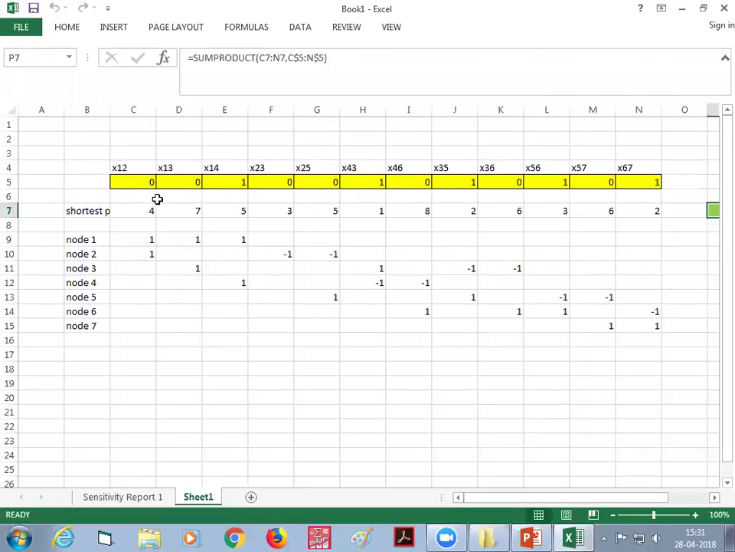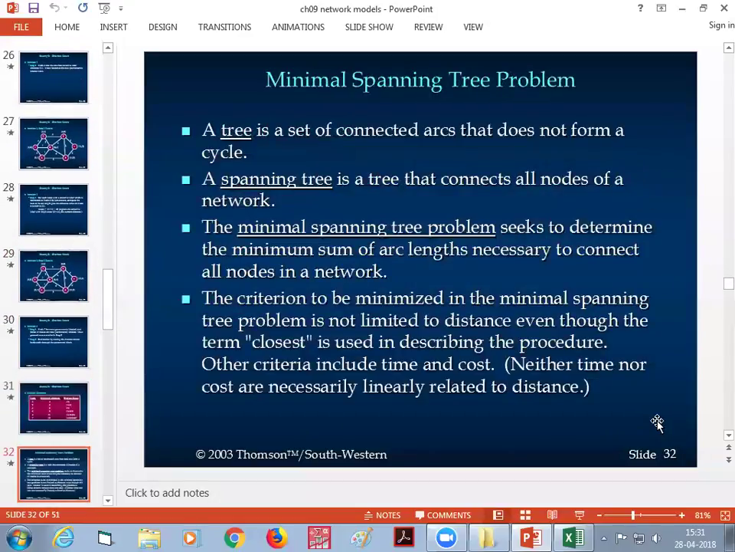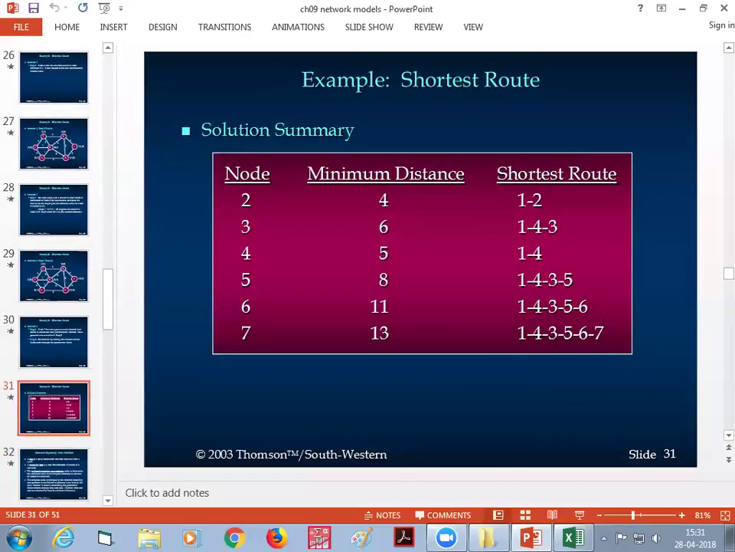Okay, let's see. So from 1 we go to 4, 4 we go to 3, 3 to 5, 5 to 6, and 6 to 7. So, 13, yeah. Okay, quite simple. 1, 4, 3, 5, 6, 7.